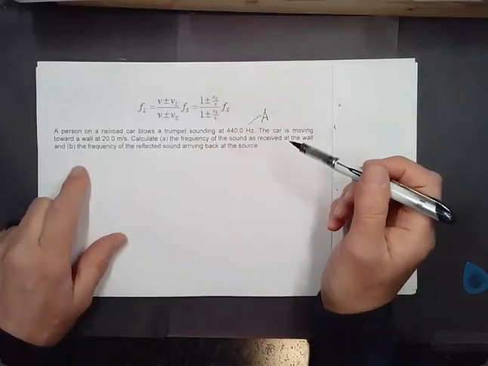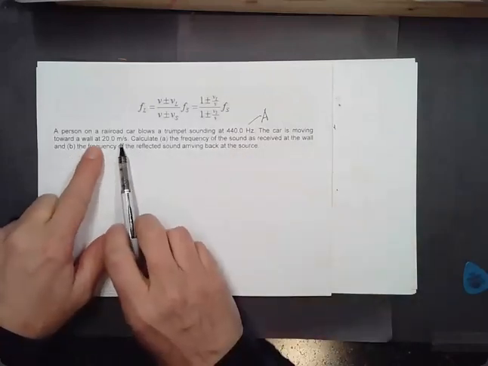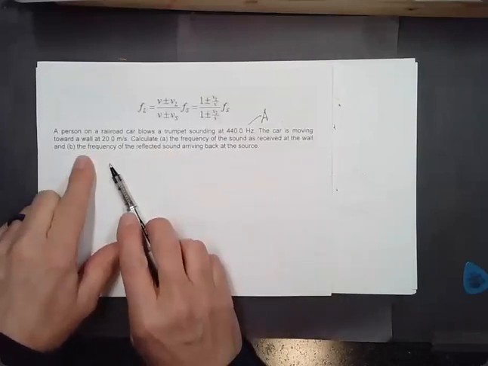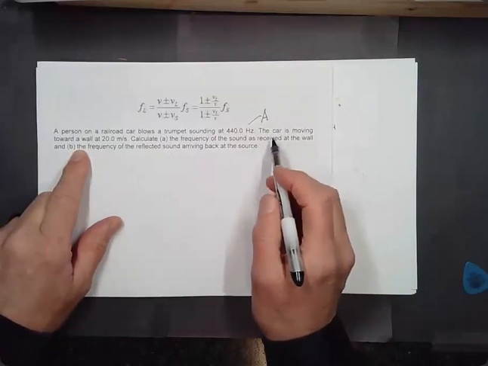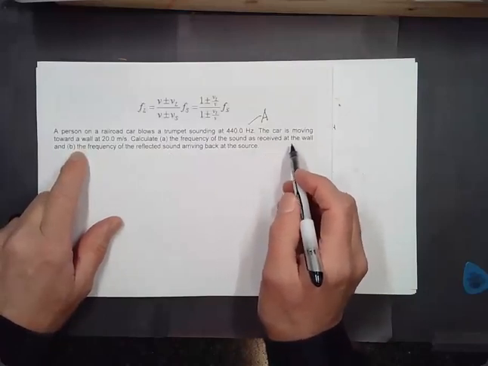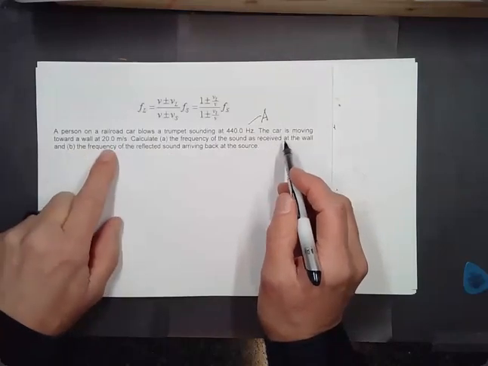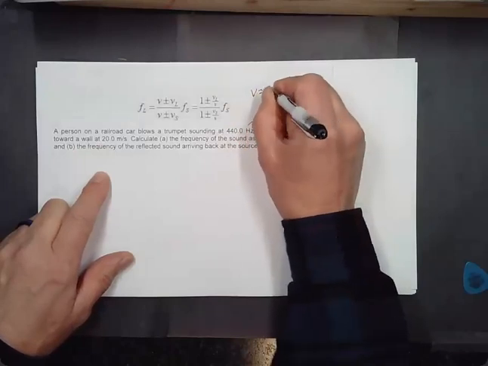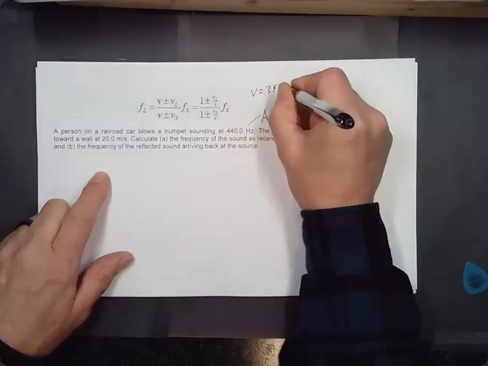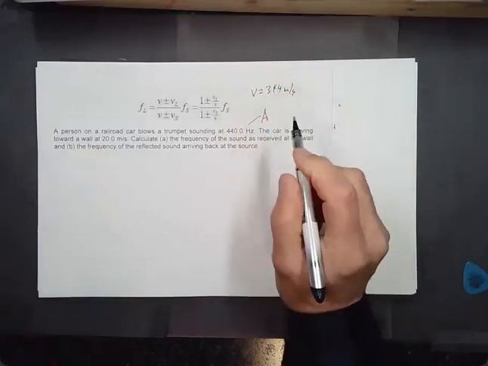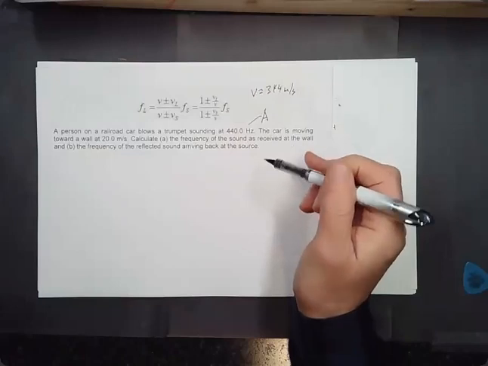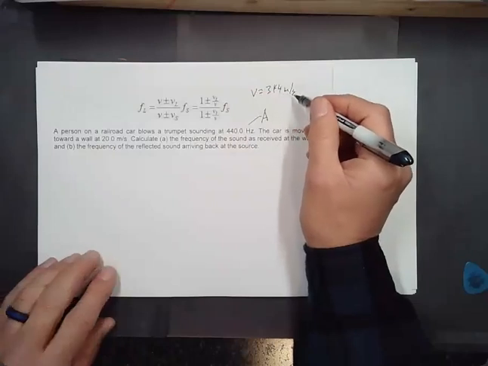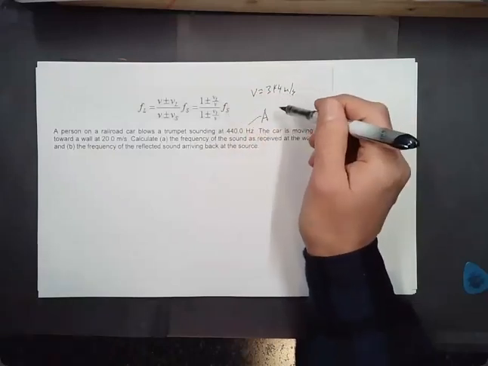So, all right. Anyway, the car is moving toward a wall at 20.0 meters per second. Calculate the frequency of the sound as received at the wall. So for part A, we're imagining that we have a sound source moving toward the wall at 20 meters per second. And we're almost always going to use V equal to 344 meters per second, unless told otherwise. Actually, one of the examples we're doing has to do with sonar sound in water. So that definitely won't go at 344 meters per second, but that's what we'll use.